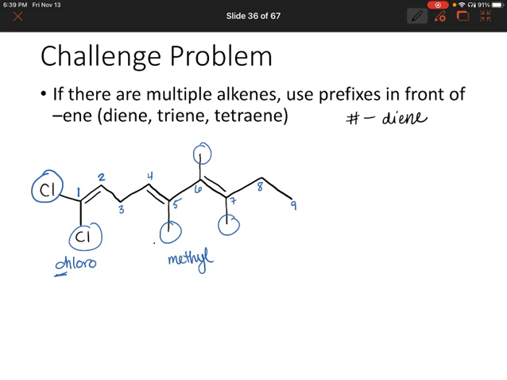Okay, so let's actually start with the chlorine since they come first. 1,1-dichloro. And you do have to list each number twice, even if the chlorines are on the same carbon. It's a little redundant, but you do have to do that according to the rules. And then dash 5, 6, 7.